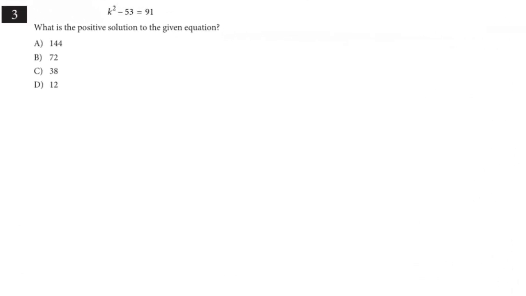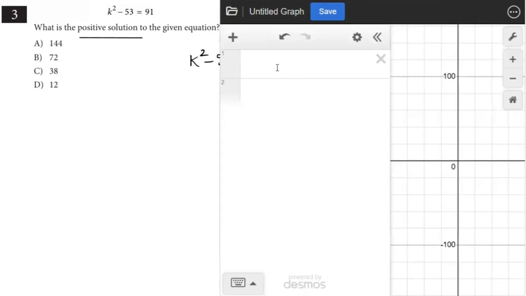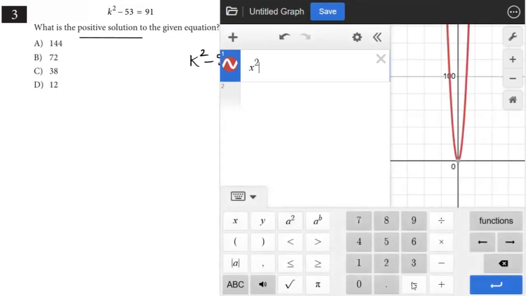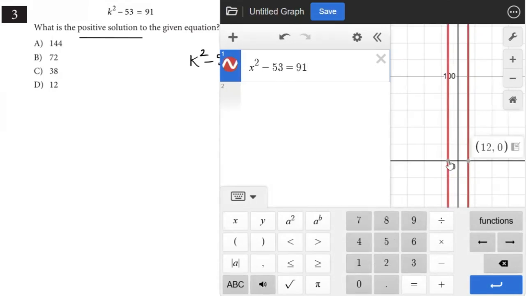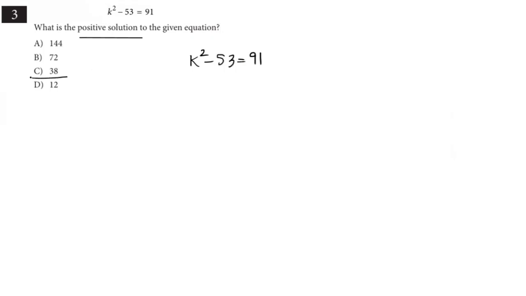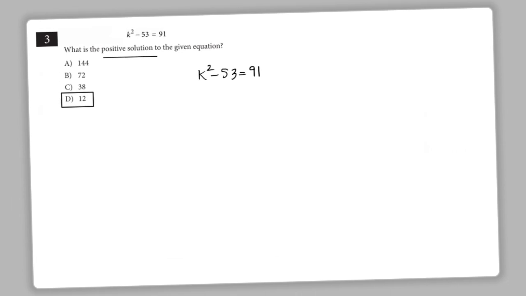Question 3, we are given a quadratic equation, k squared minus 53 equals 91. What is the positive solution to the given equation? There are some options. Well, solving equations was never this easy. Let's go to the graphing calculator and type in the equation, x squared minus 53, and put it equal to 91. You can see there's a graph. It's intersecting the x-axis at 2 points. There's 12 and -12. So we need the positive one. So D is the correct answer.